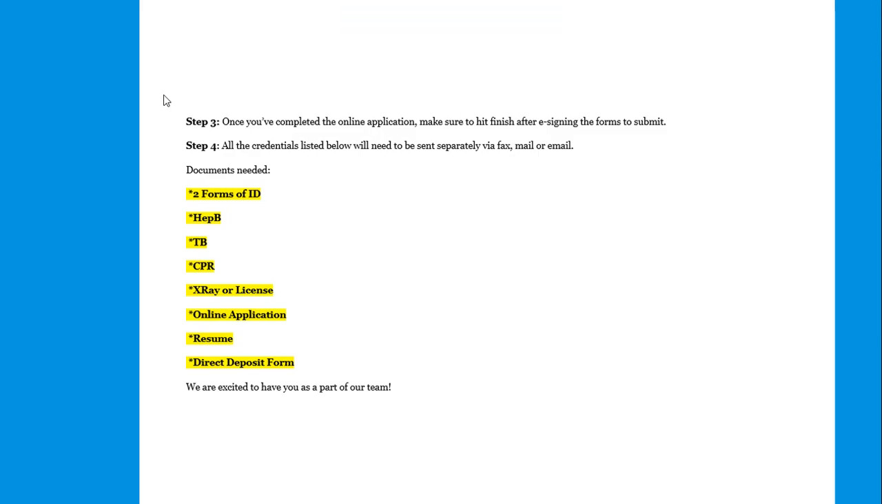After you are done with your application, be sure to send us over the proper credentials so that we can have them attached to your profile. The documents that we need are 2 forms of ID, a copy of your shot records, CPR, your x-ray or your proper license, a copy of your application which you have already submitted, a copy of your resume, as well as the direct deposit form. If you are applying for only front office, the only things that we will need are simply 2 forms of ID, as well as the bottom 3 items.